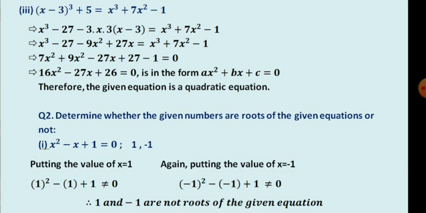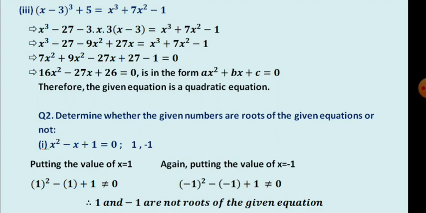Next, number 3. (x minus 3) whole cube plus 5 equals x cube plus 7x squared minus 1. Now, let us solve it further. On the left hand side, we have (x minus 3) whole cube, for which we can write x cube minus 3 cube, that is 27, minus 3ab, that is 3 into x into 3, that is 9x, into (x minus 3). On the right hand side, we write the same thing, that is x cube plus 7x squared minus 1. Now solving it further, x cube minus 27 minus, now 9x into x will give minus 9x squared, and minus 9x into minus 3 is plus 27x. That equals x cube plus 7x squared minus 1.